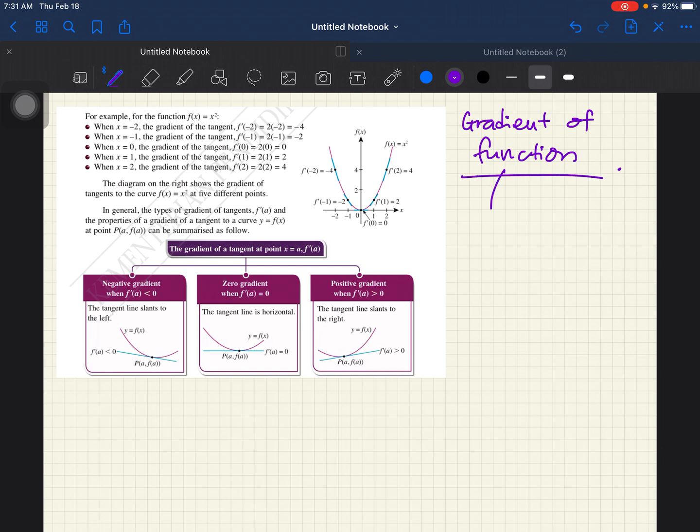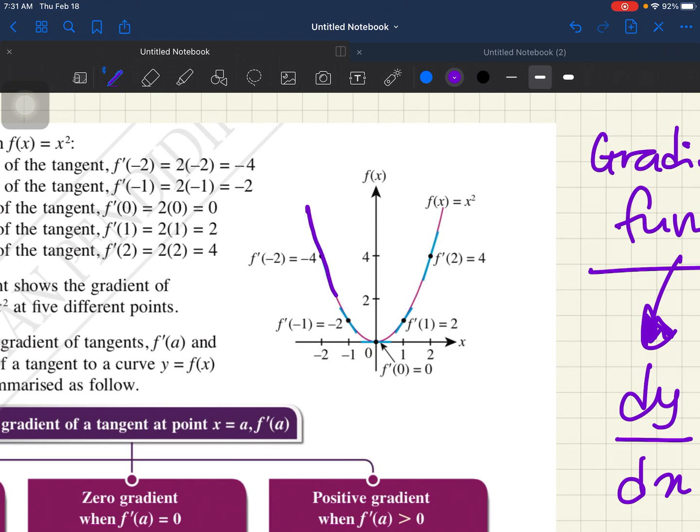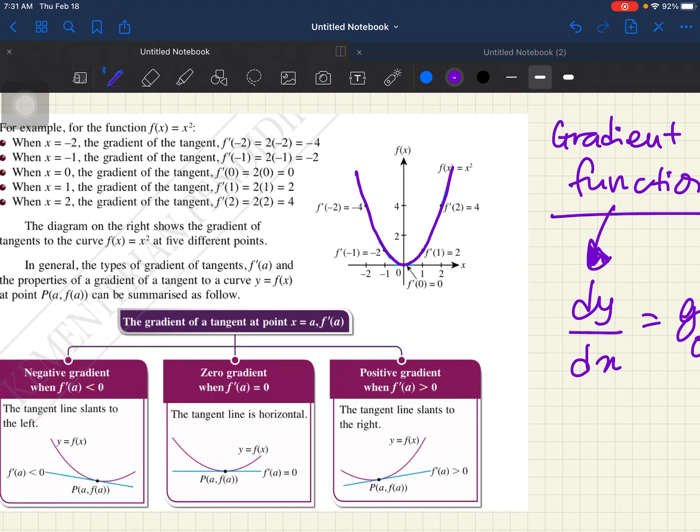Okey. Ingat tak, gradient of function adalah sebenarnya bila kita kata dia adalah dy over dx. So dia adalah sama juga, maksudnya dia adalah gradient of function. Okey. Contohnya kalau dalam soalan ni dia ada bagi satu function di sini. So dia bagi function ni as f(x) equals to x kuasa 2. So dia minta kita cari gradient function.